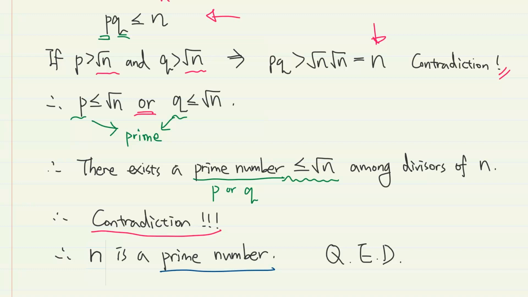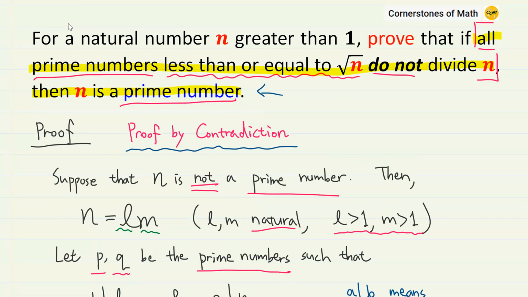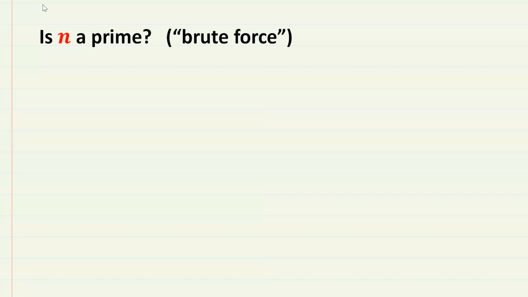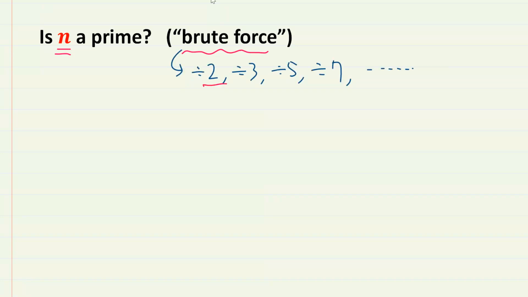Now this looks like rather a simple proof, but the theorem we have just proved here is quite useful when you're trying to find out whether a certain number is a prime or not. Suppose that you're trying to determine whether some natural number n is prime or not by so-called brute force. That is, you divide n with every prime number less than n to find out any prime factor of n except n itself, if such thing exists.